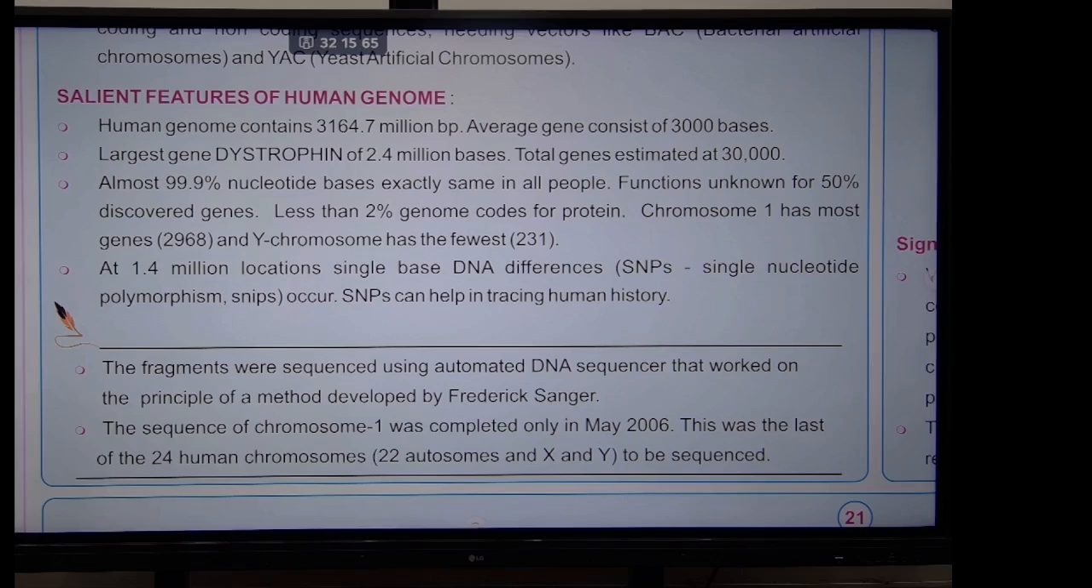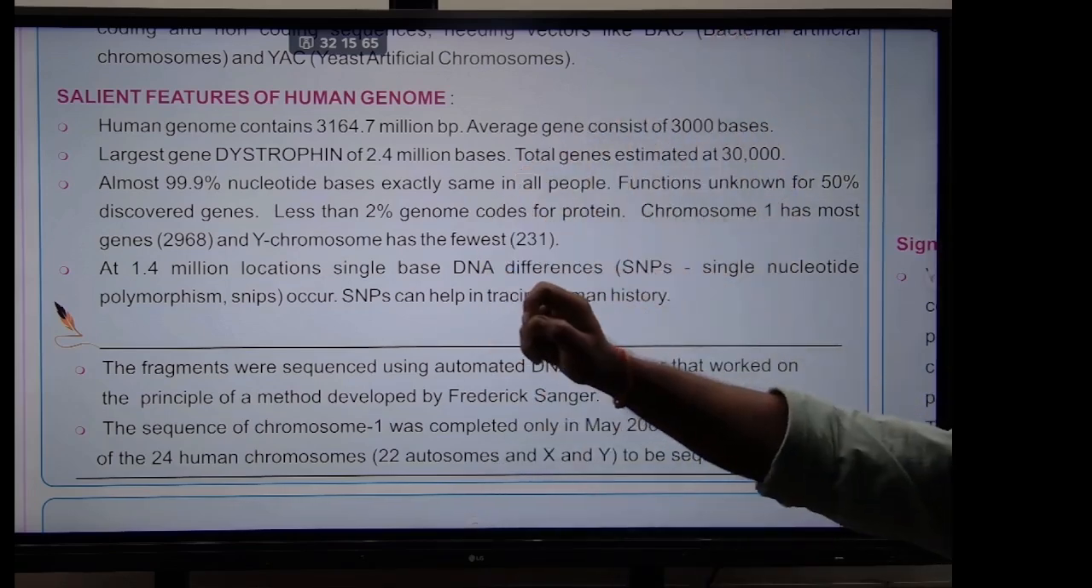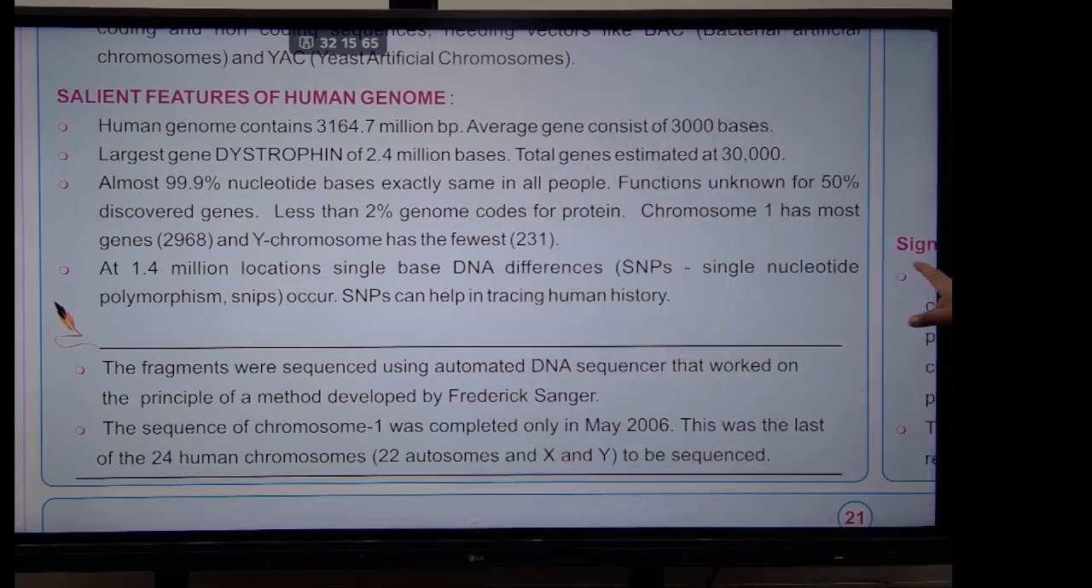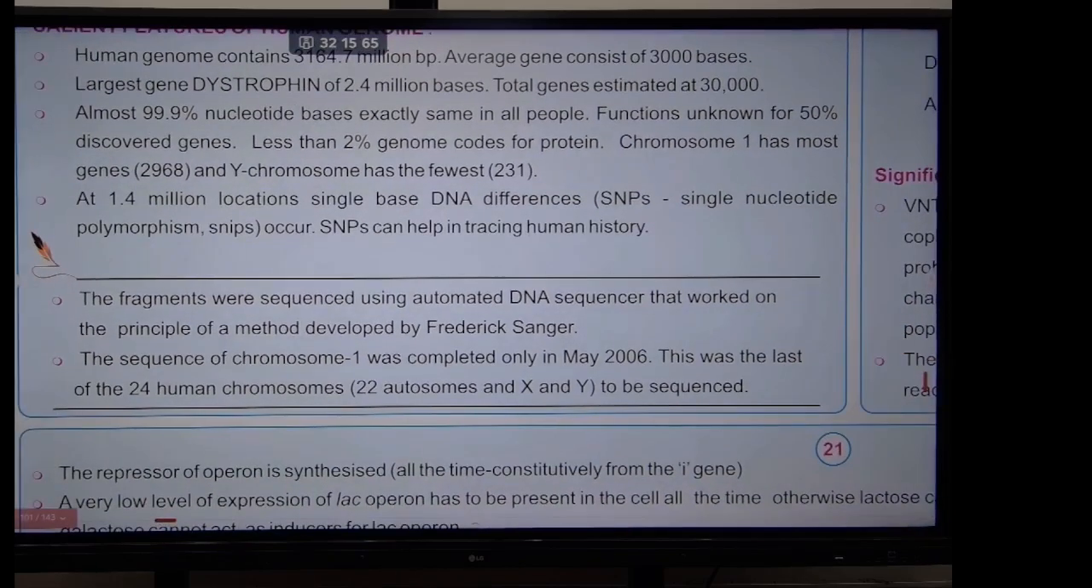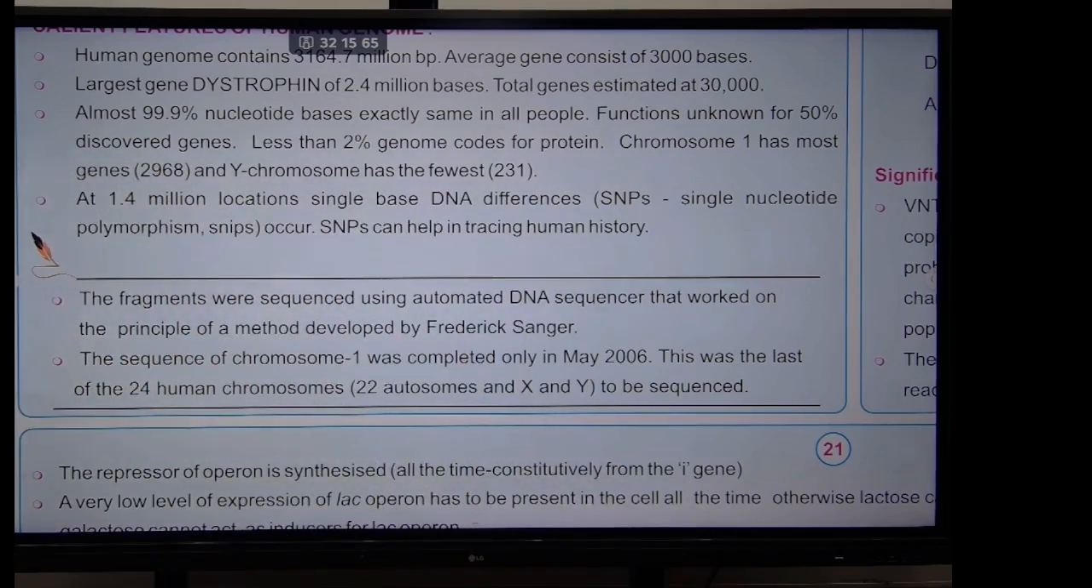Less than 2% of the genome codes for proteins. That means 98% of the sequence is non-coding sequence. We do not know its function completely. Chromosome 1 has the most genes, about 2,968, and the Y has the least, 231. At 1.4 million locations, single base differences called single nucleotide polymorphisms, the SNPs, occur. And SNPs can help in tracing human history by comparing with the genes or genomes of other organisms. Okay, now the extra information here.